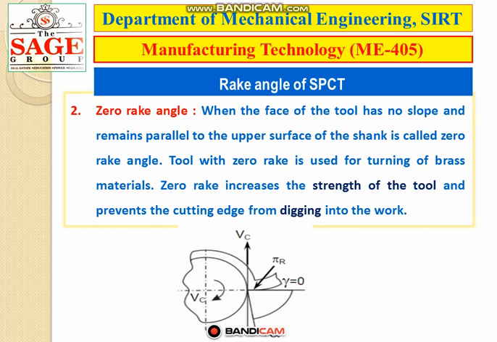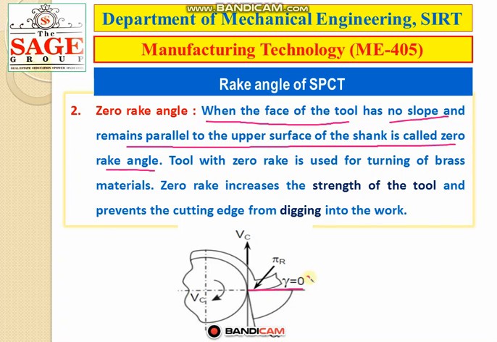Then zero rake angle. How is zero rake angle defined and for which purpose is it provided to the cutting tool? When the face of the tool has no slope and remains parallel to the upper surface of the shank, it is called zero rake angle. This is zero rake angle, gamma equals 0. Here the rake surface has no slope and it is parallel to the upper surface of the shank, called zero rake angle.